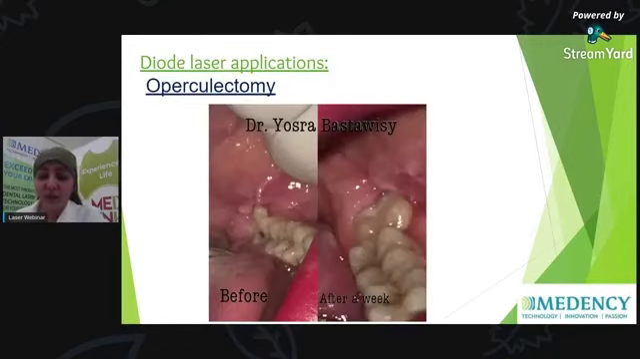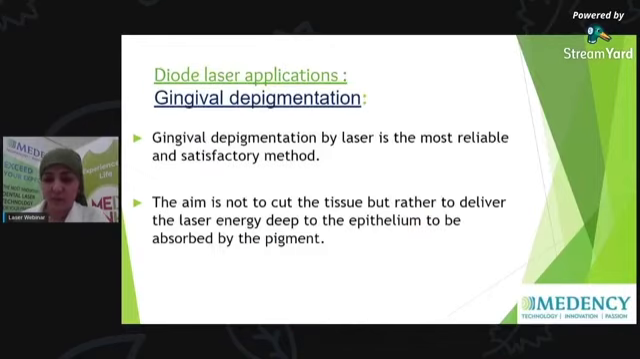Okay, the operculectomy, it is a very easy case. As you can see, the tissue is a little bit fibrotic, so you have to raise your parameters a little bit without causing any carbonization. And also I didn't use any injections here, only topical anesthesia. And here is the after 1 week.